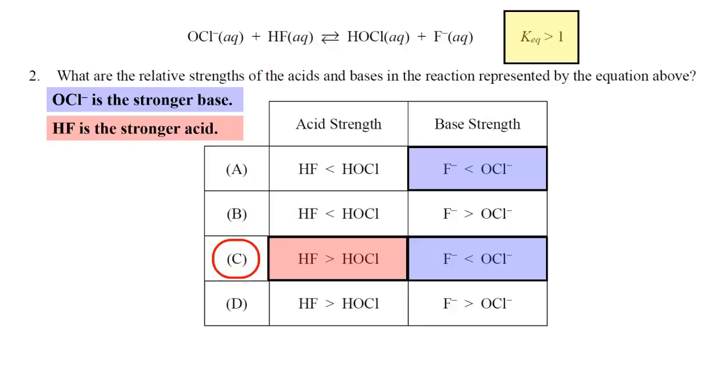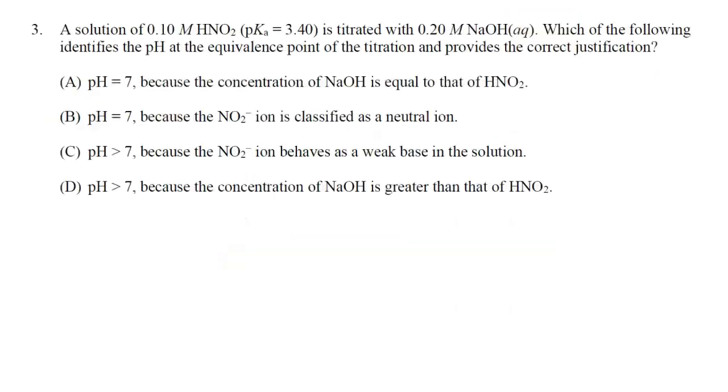Now let's take a look at question 3. Question 3 says the following. A solution of 0.10 molar HNO2, that's nitrous acid, which has a pKa value of 3.40, is titrated with 0.20 molar sodium hydroxide, NaOH.